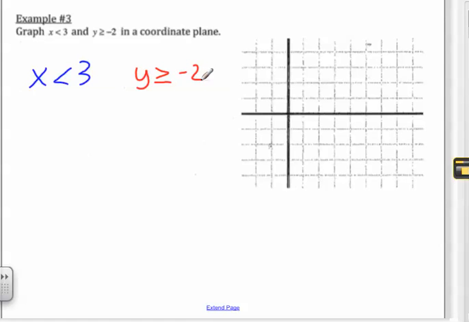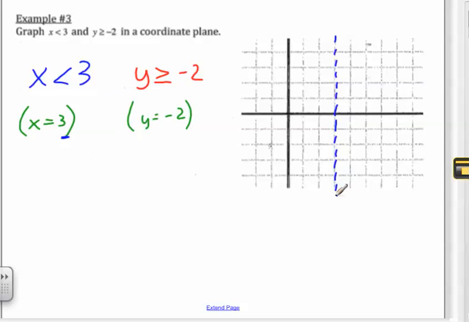So remember, we need our border lines. So we're actually going to graph y equals negative 2. And we're going to graph x equals 3. And those are going to be our borders. Okay? Now I'll use the blue pen to graph the x is less than 3. Remember, anytime I have an x equals and I'm graphing it, that's a vertical line through the number. So this one is a vertical line through x equals 3.